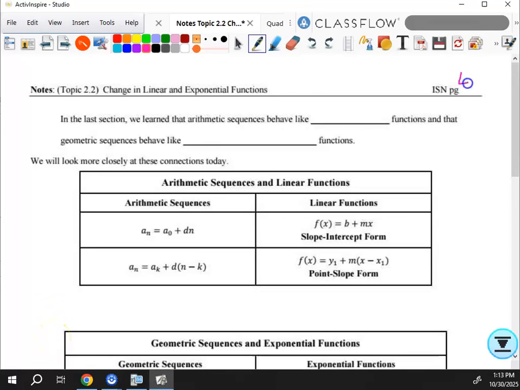All right, let's go to page 46 when we're done. Today we're looking at change in linear and exponential functions.